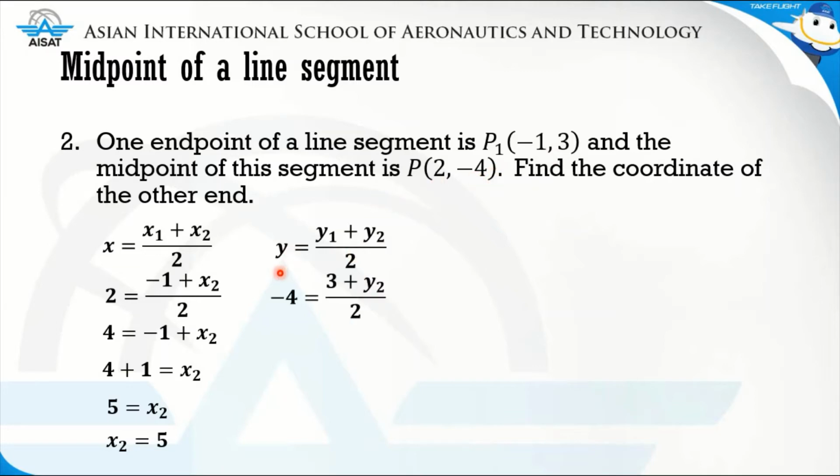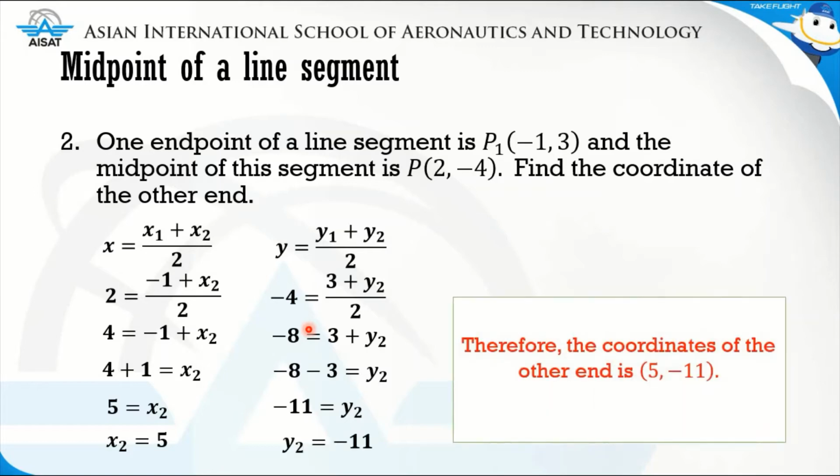So we'll have negative 4 is equal to 3 plus y sub 2 over 2, and that becomes negative 8 by cross multiplication is equal to 3 plus y sub 2. Next we transpose 3 on the left side, so that becomes negative 8 minus 3 is equal to y sub 2. Adding negative 8 and negative 3 will have negative 11. So therefore, y sub 2 is negative 11. So in this problem, we can conclude that the coordinates of the other end is (5, negative 11).